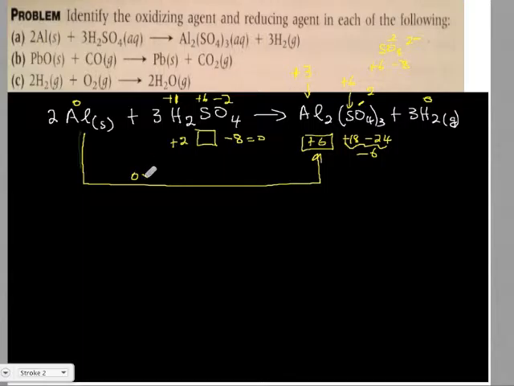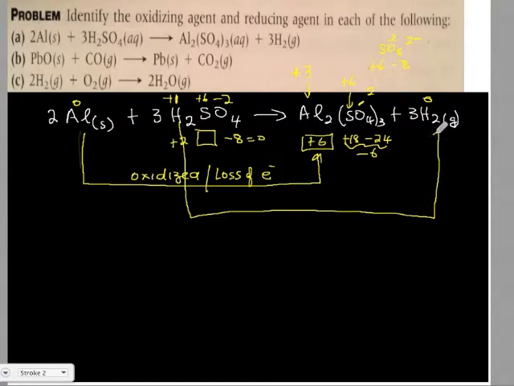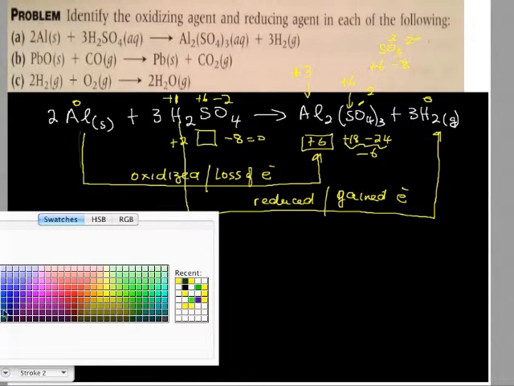And that is oxidized, which means loss of electrons, loss of electrons. You can see that the hydrogen went from +1 to 0. So the hydrogen is reduced and it gained electrons. The question is, what is the oxidizing agent and what is the reducing agent?